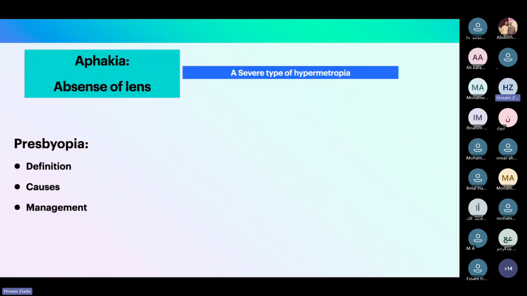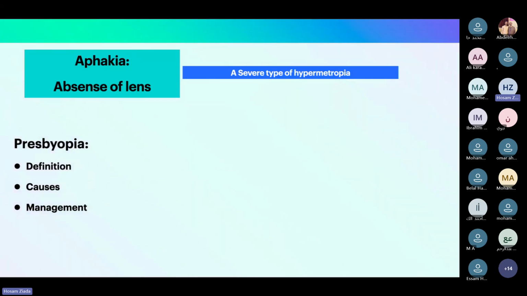Maybe congenital aphakia is rare. Maybe after surgery, yes, a lot. After surgery, especially in congenital cataract, I remove the cataract with no implantation of the lens, so the child will be aphakic. Or incomplete surgery: I removed the lens in an adult but I didn't implant an IOL, an intraocular lens, so there is aphakia. Or traumatic: after trauma, the lens will be displaced or dropped into the vitreous, so it's aphakia.